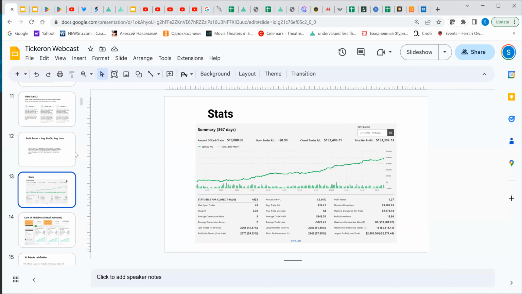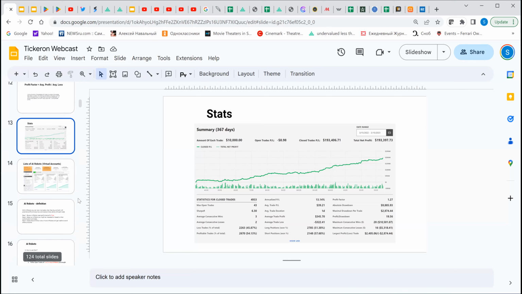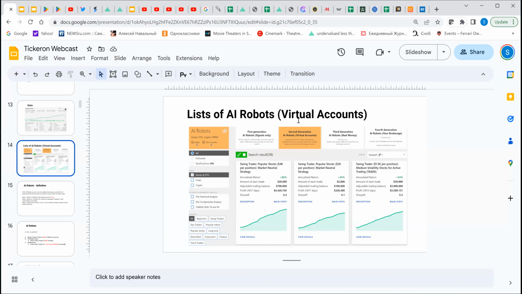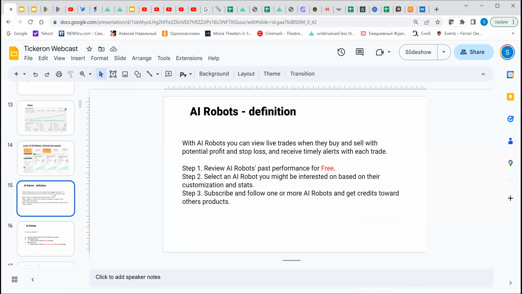So now, the main purpose of this presentation was to explain to you the difference, and that's where the difference is. If we're talking about virtual accounts, then we have an adjustable tradable amount, which allows you to recalculate and know exactly what you trade and how to copy the trades from these robots to your brokerage accounts. And that's the main difference, okay? So now let's move on.